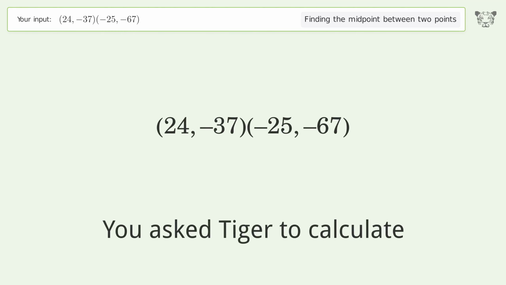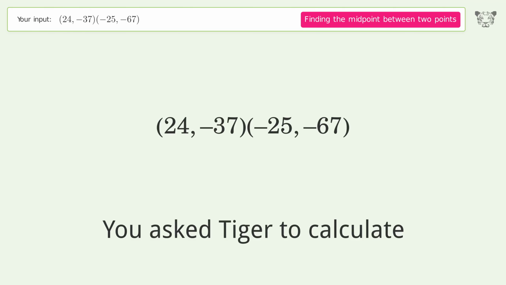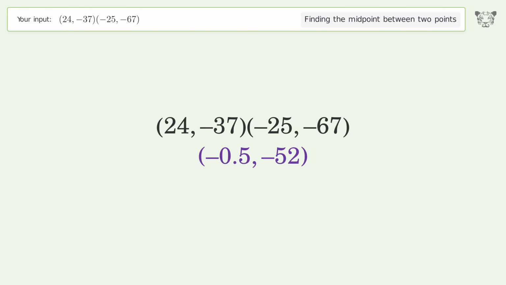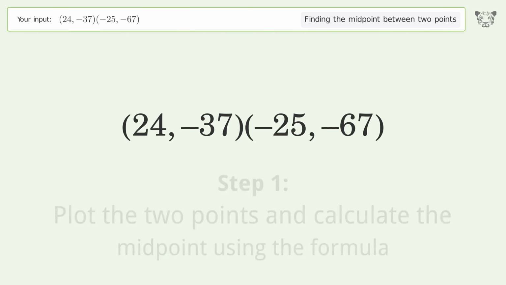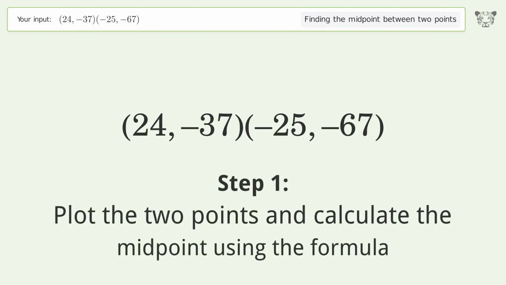You ask Tiger to calculate. This deals with finding the midpoint between 2 points. The midpoint between the 2 points is negative 0.5, negative 52. Let's solve it step by step. Plot the 2 points and calculate the midpoint using the formula.